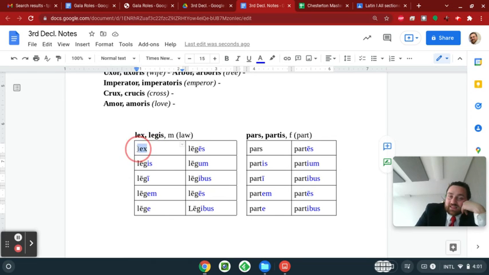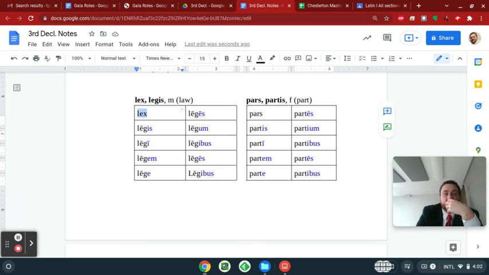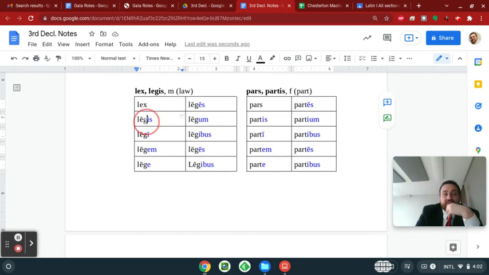We don't say that lex is our stem because if lex was our stem, then the way we would decline this word is lex, lexis, lexi, lexem, lexe. But we don't say that. We say legis, legi, legem, lege, because we get our stem from the genitive singular, and that's why everything else starts with that.